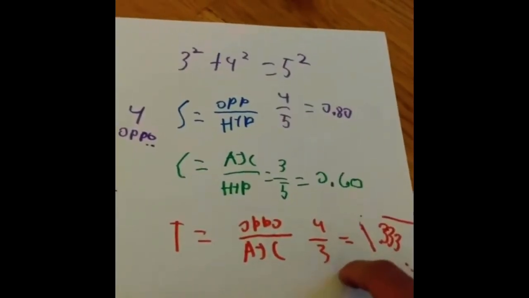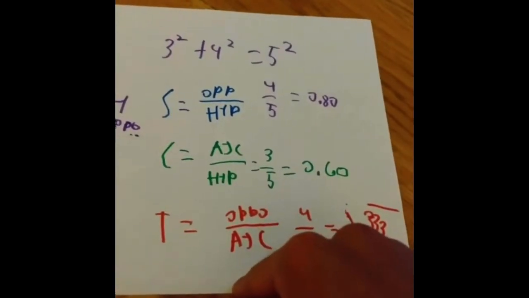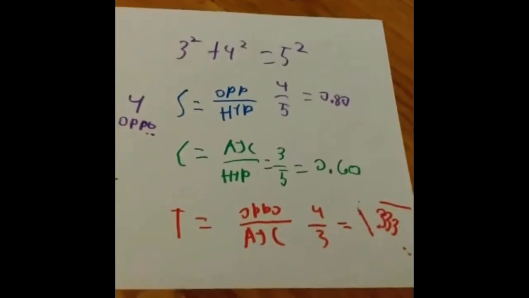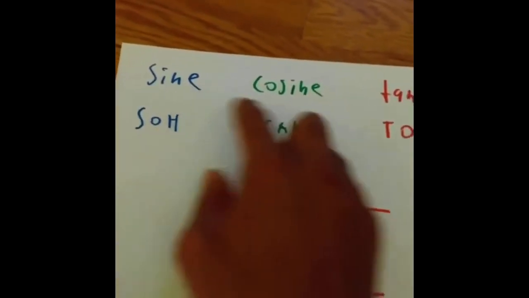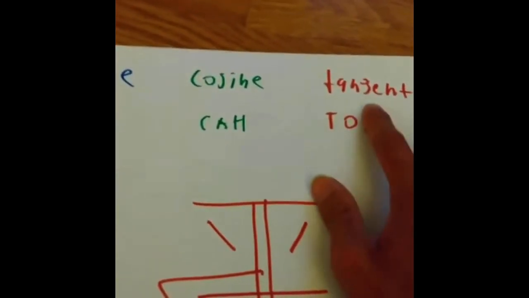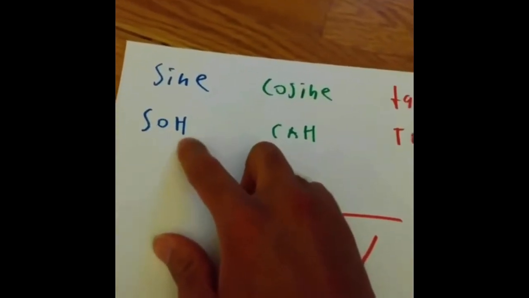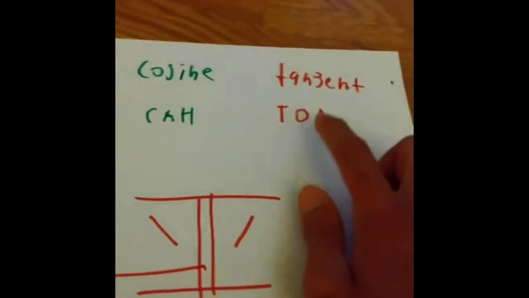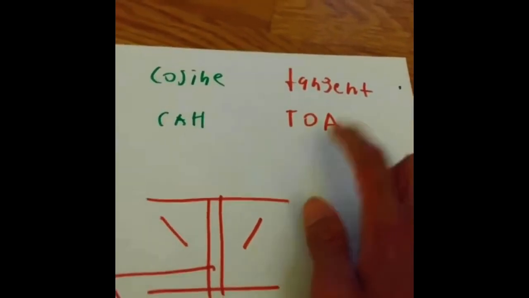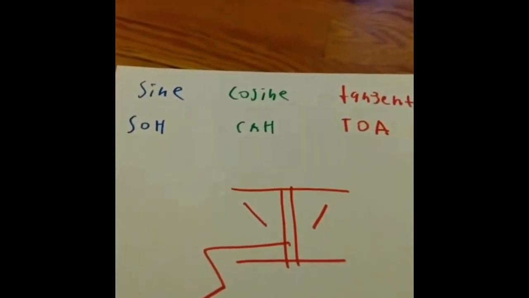A good way to memorize these formulas, sine, cosine, and tangent, is an acronym that can be very funny and very helpful. It's called SOHCAHTOA. SOH is for sine, CAH is for cosine, and TOA is for tangent. For sine, the formula is opposite divided by hypotenuse. Cosine is adjacent divided by hypotenuse, and tangent is opposite divided by adjacent. So SOHCAHTOA can be very, very helpful to memorize.